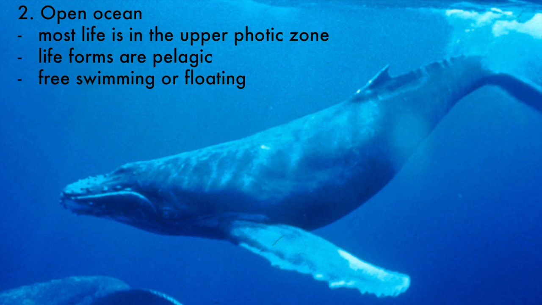And we describe organisms that live in the open ocean as being pelagic, and they can either be free swimming, like fish or whales, but there are a number of planktonic species, ones that don't really swim but just kind of go wherever the ocean's currents will take them. So they can be free swimming or floating.